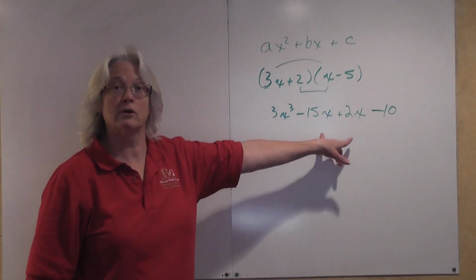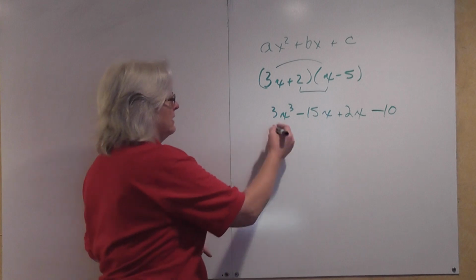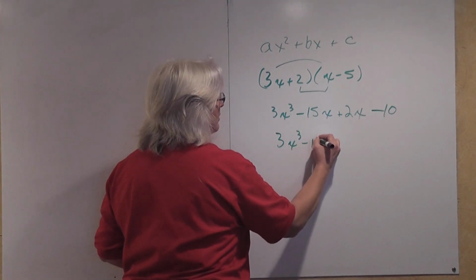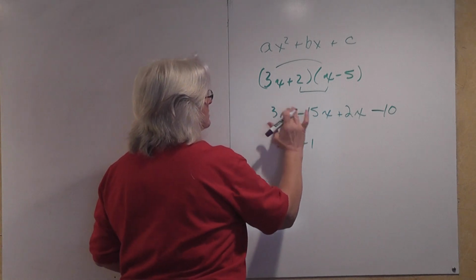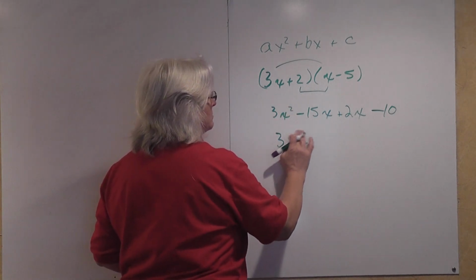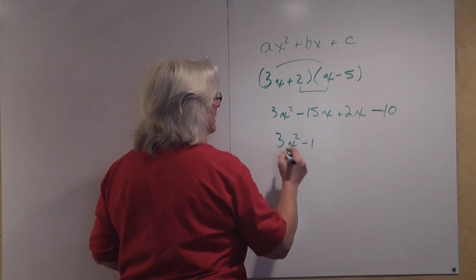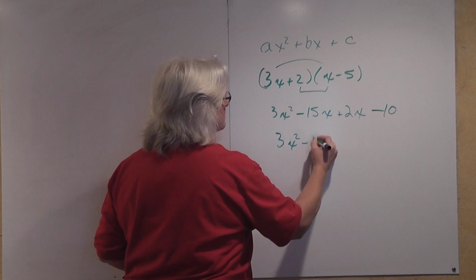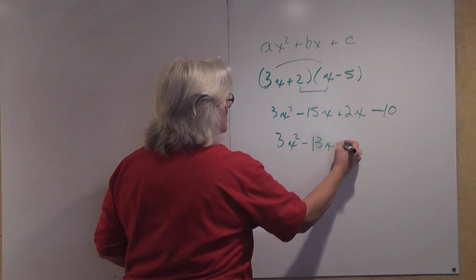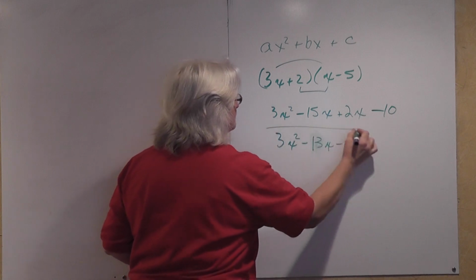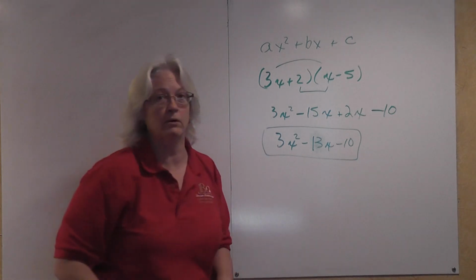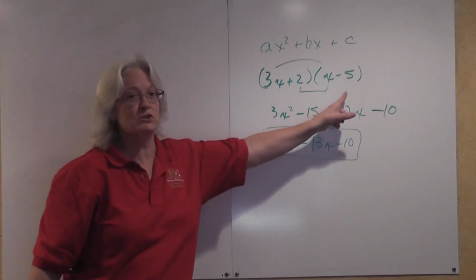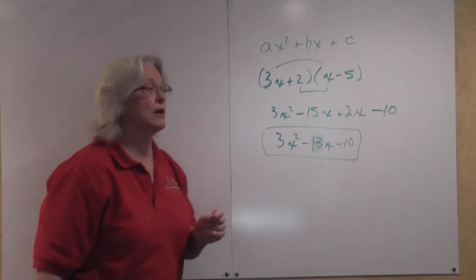We have two like terms, negative 15x and 2x. When we combine those, we have 3x squared minus 13x minus 10. So we have this trinomial, which we arrived at by multiplying these two binomials together.